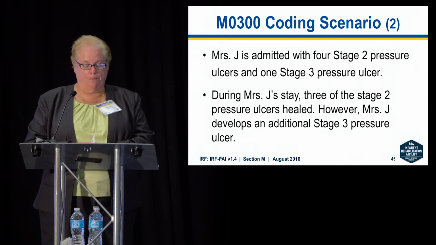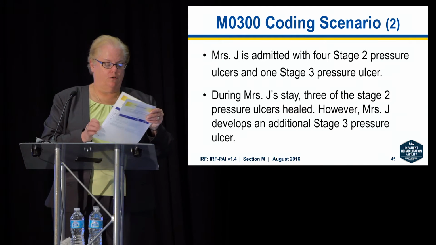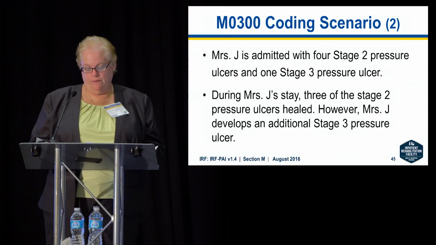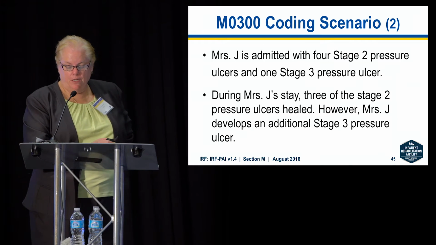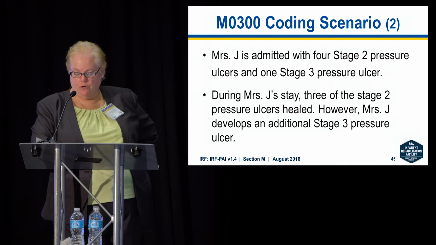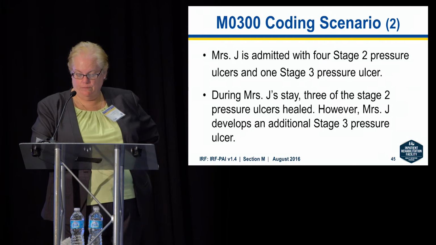And again, if you just flip your page, you have coding scenario 2. You have the opportunity again to complete your assessment. So Mrs. J is admitted with 4 stage 2 pressure ulcers and 1 stage 3 pressure ulcer. This is on your admission assessment. During Mrs. J's stay, 3 of the stage 2 pressure ulcers healed. However, Mrs. J develops an additional stage 3 pressure ulcer. So this is getting a little more complex.